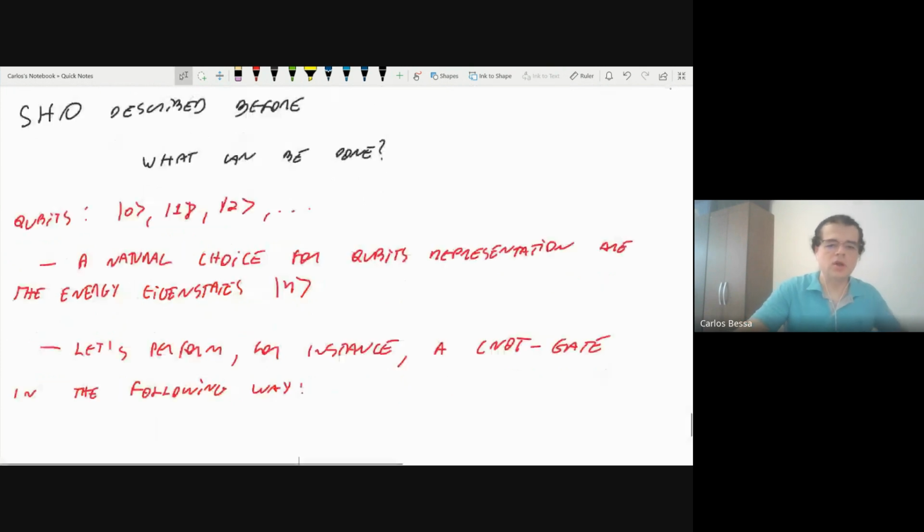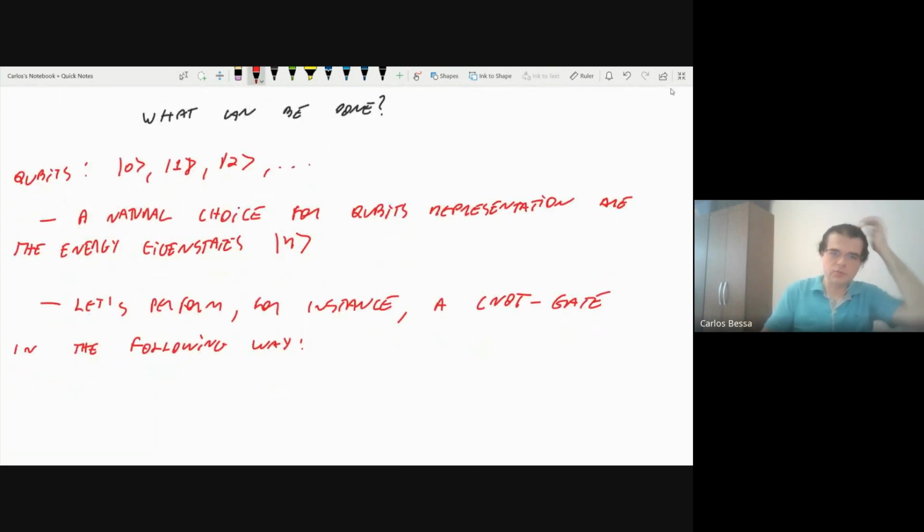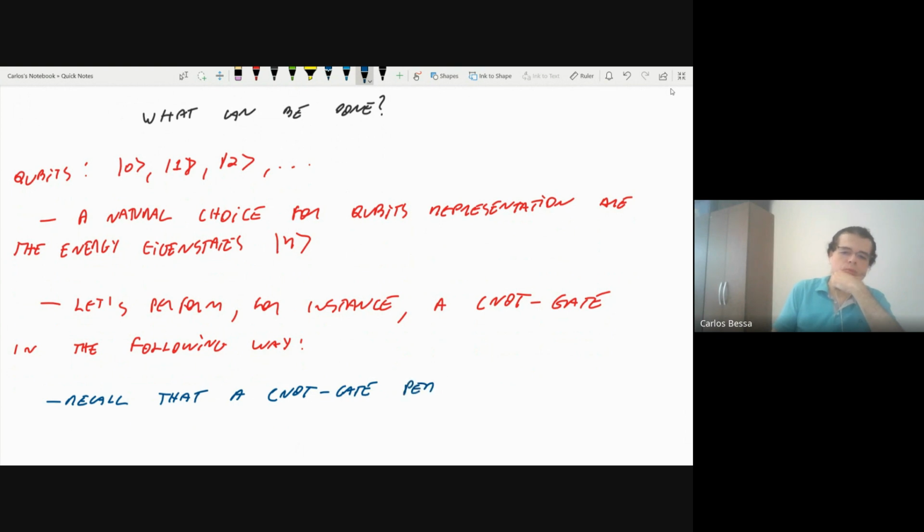So let's recall here the C0 gate. Recall that the C0 gate performs the mapping.